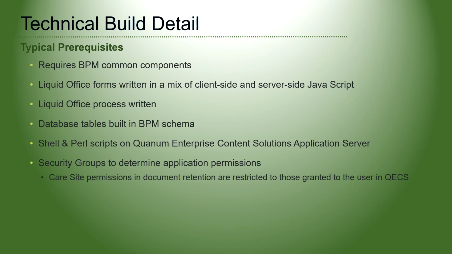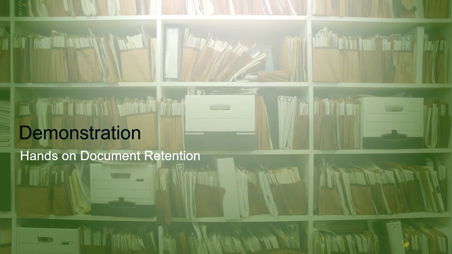There are 3 security groups that are used to determine document retention basic users, whose work is typically limited to the deletion queue. Then there is the document retention supervisor group for those who need to put a second set of eyes on the document in the deletion queue prior to deletion. And then finally, the document retention administrator, who not only has access to view the deletion queue and the supervisor queue, but can also build the rules for the deletion queue. Special attention will need to be made to what care sites the user has access to as well.